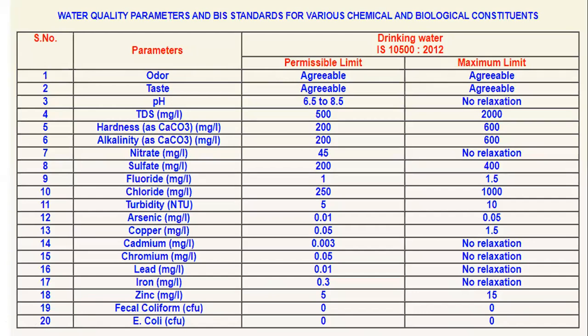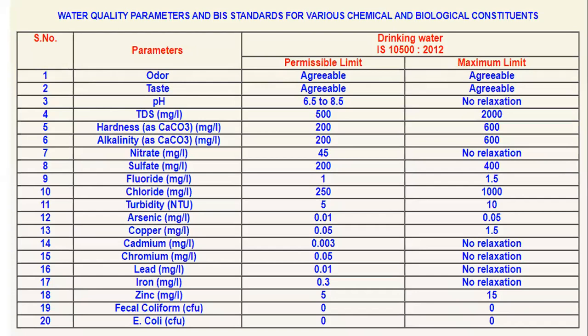Okay, then nitrate, sulfate, fluoride. Fluoride 1 milligram per liter is allowed to drink. Then chloride 250, turbidity 5 NTU. Then arsenic 0.01, copper 0.05 milligram per liter, cadmium 0.003 milligram per liter, chromium 0.05 milligram per liter, lead not 1 milligram per liter, iron not 3 milligram per liter. Then zinc 5 milligram per liter, fecal coliform.